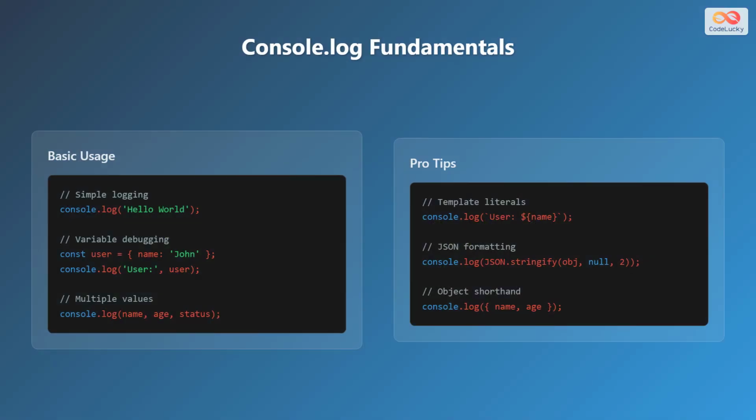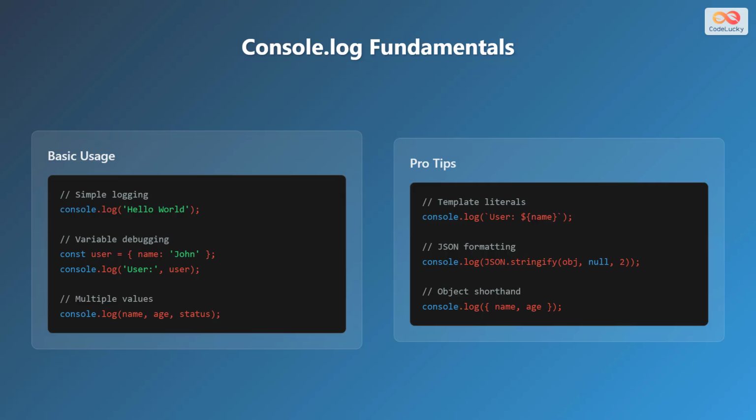Let's start with the fundamentals of console.log. On the left, you can see how to use console.log for simple logging, like displaying Hello World. You can also use it for variable debugging, such as inspecting a user object. Furthermore, you can log multiple values at once by passing them as arguments to console.log.